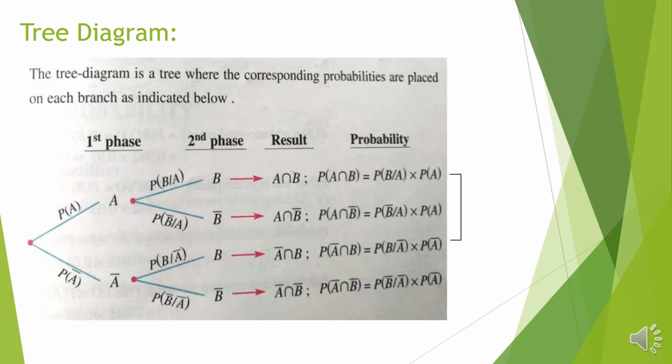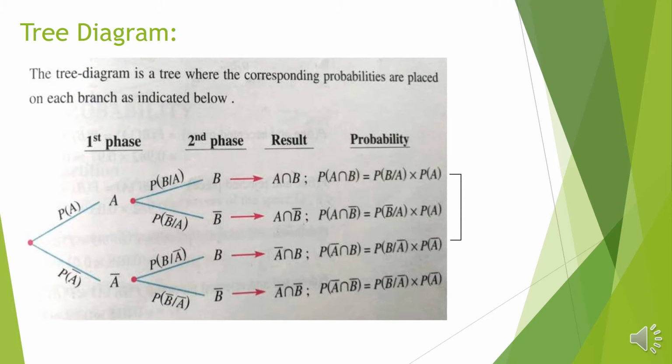intersection B bar. Here, if you multiply the probability of B such that A bar and the probability of A bar, you get what? The probability of A bar intersection B. Here we have the probability of A bar intersection B bar. How do we memorize it? Very easily, it needs nothing.